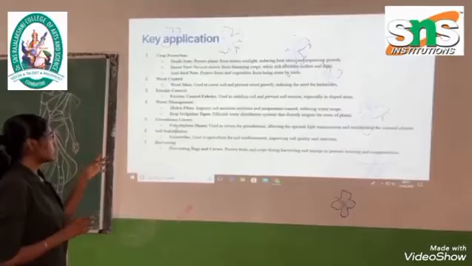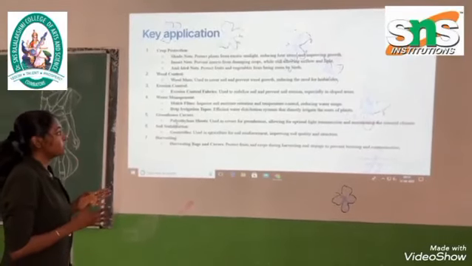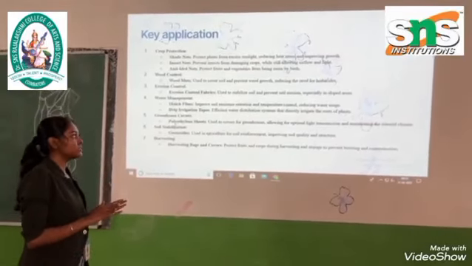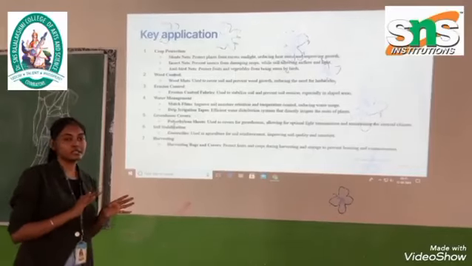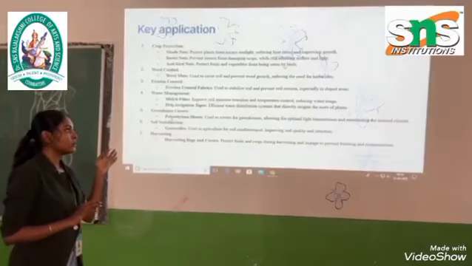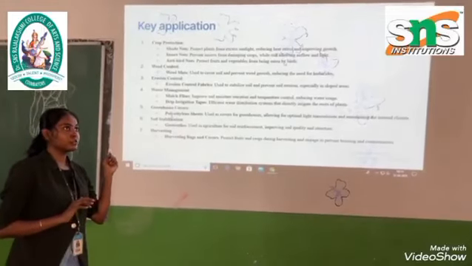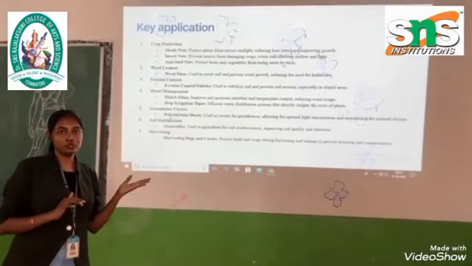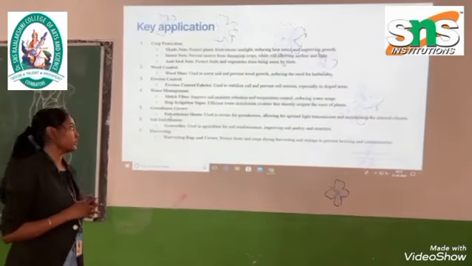The next one is erosion control. Erosion control fabrics are used to stabilize the soil and prevent soil erosion, especially in sloped areas. We use them in sloped areas like mountains, and there they will control the erosion.